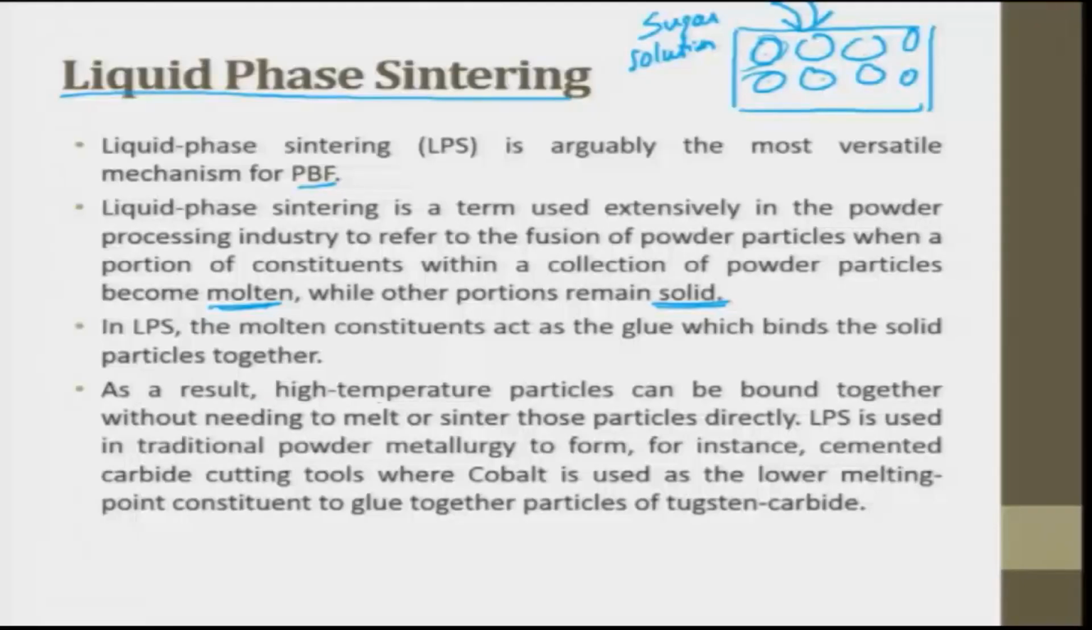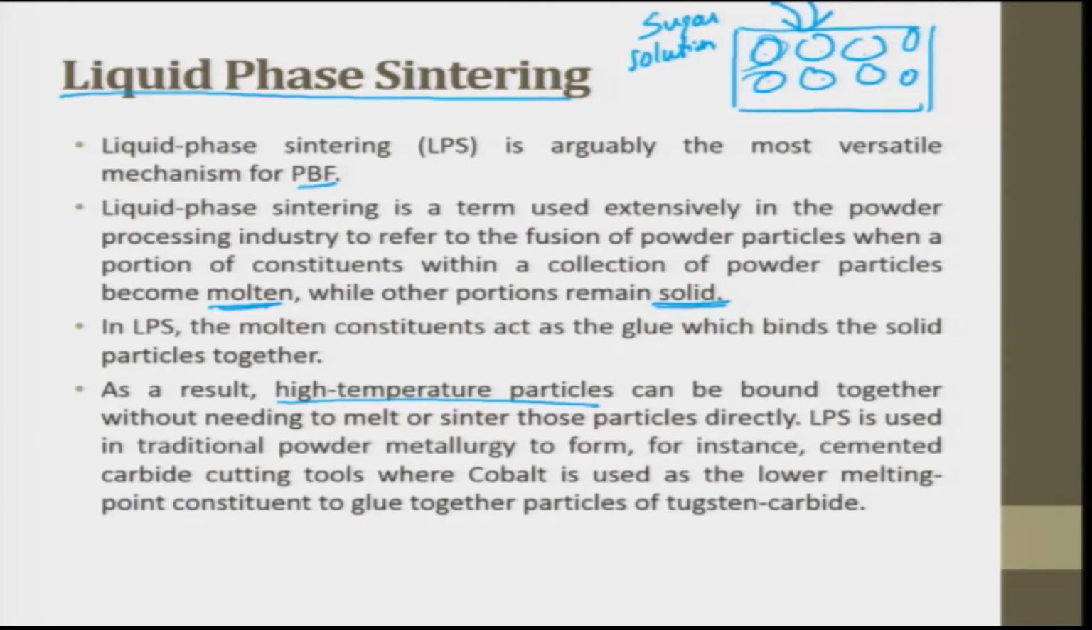As a result, high temperature particles can be bound together without needing to melt. Otherwise, if you want to bind groundnut and groundnut, it's next to impossible. Suppose you take SiC particles and you want them to sinter to each other, you have to apply huge energy. So high temperature particles can be bound together without needing to melt or sinter those particles directly.